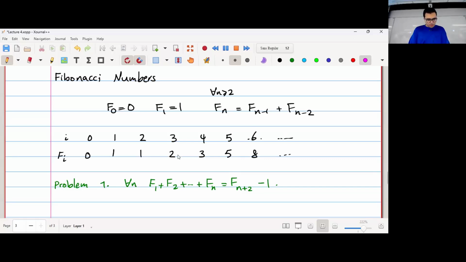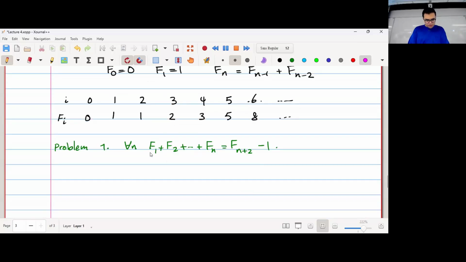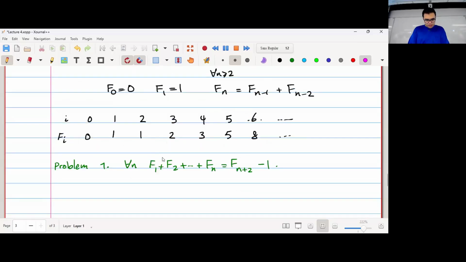Does it actually hold, or do I need F0 there as well? So let's just check it for 1. F(1) is F(3) minus 1, yes. F(2) plus F(1), yeah, I think this is correct. So let's do the base case. And the base case that I'm going to try here is actually n equal to 1.